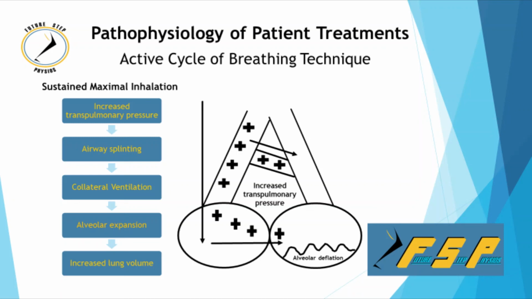Collateral ventilation is the process where air travels through the channels between the alveoli, basically expanding them. Through TEE and SMI, we're increasing the positive pressure going into the airways in order to reinflate the alveoli and get more air behind the secretions.